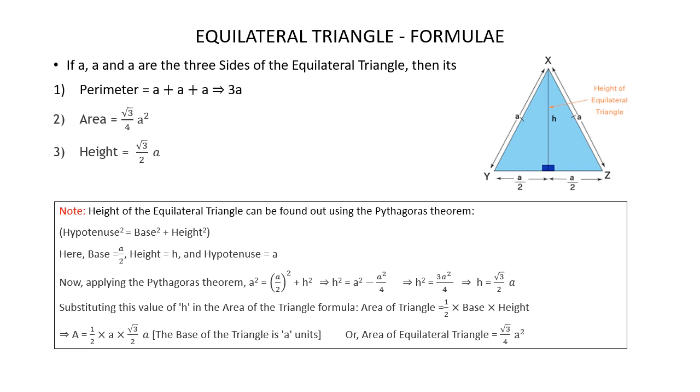So substituting these values in the formula here, we get area of the triangle is equal to half multiplied by base, which is a, multiplied by height, which is root 3 by 2 multiplied by a. So this is nothing but area of equilateral triangle is equal to root 3 by 4 multiplied by a squared. Remember these three formulae perfectly to solve problems on equilateral triangles.